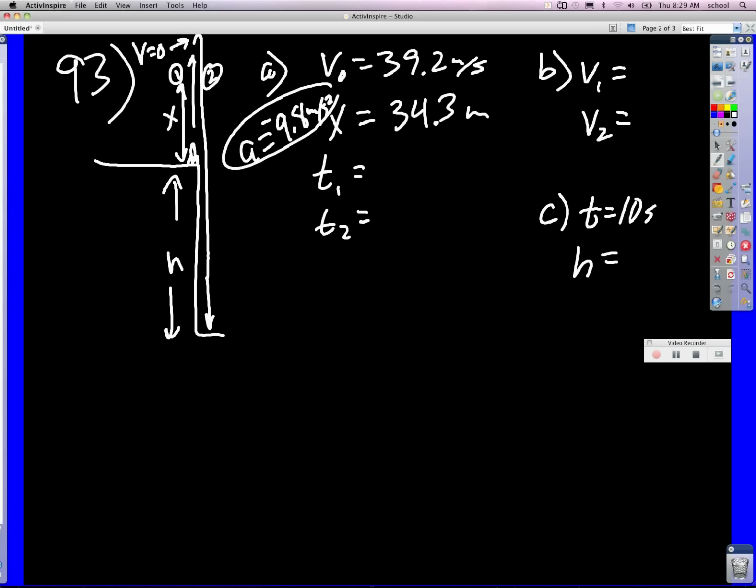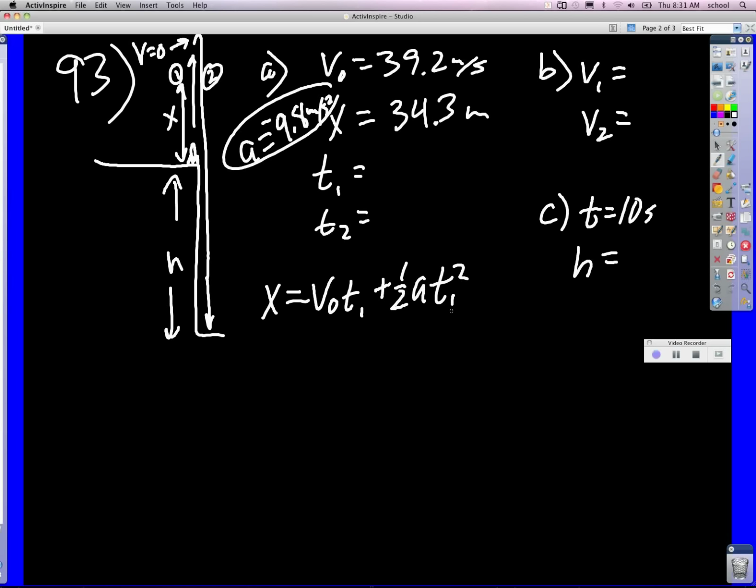Knowing an initial velocity and acceleration, can you find this time? Yes. Okay, so if I'm going to do this for t1, I'm going to use x equals v0 t1 plus 1/2 a t1 squared. Now, what do you notice? Do I know x? Yes. Do I know v0? Yes. Do I know a? What kind of equation is this? From math, quadratic. So you have to use a quadratic equation solver.